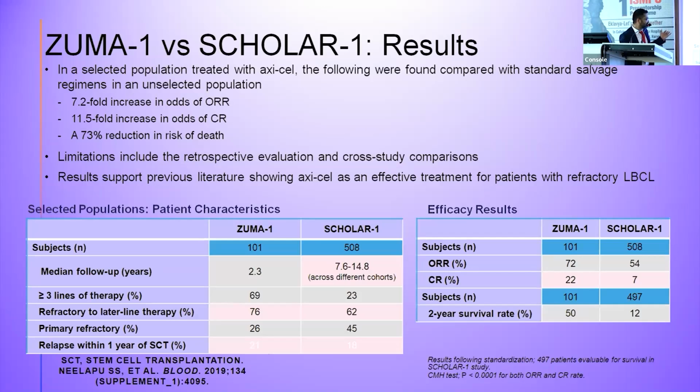And you see the CR rates, much better. The 2-year survival rate, this is a comparison between real-world versus the CAR-T study, which is a controlled environment. 2-year survival rate 50% versus 12%. So there is the difference here.